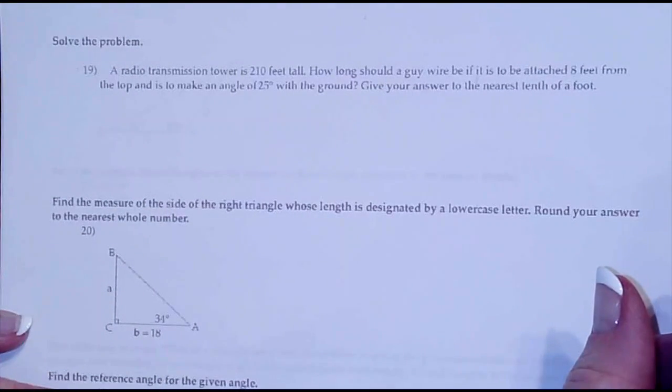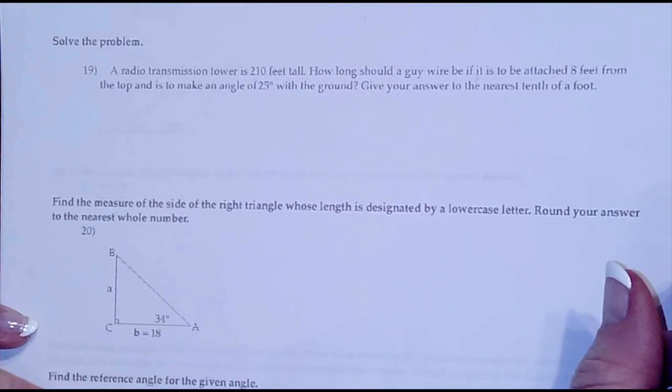Okay, a radio transmission tower is 210 feet tall. How long should a guy wire be to be attached 8 feet from the top and is to make an angle of 25 degrees with the ground? Give your answer to the nearest tenth of a foot. Now, the problem with this kind of problem is a lot of times people don't understand what it's talking about when it's talking about a guy wire.